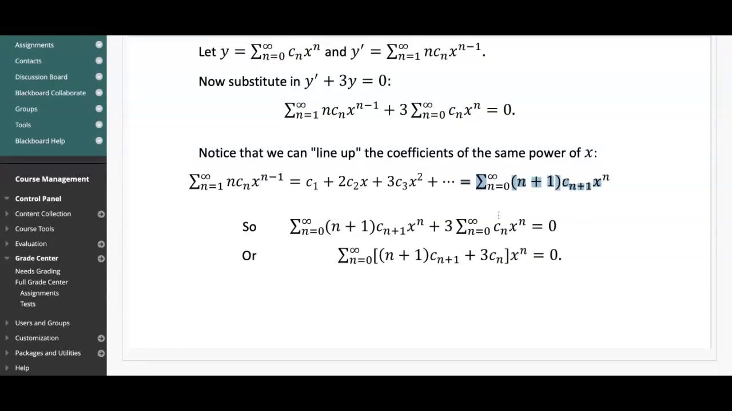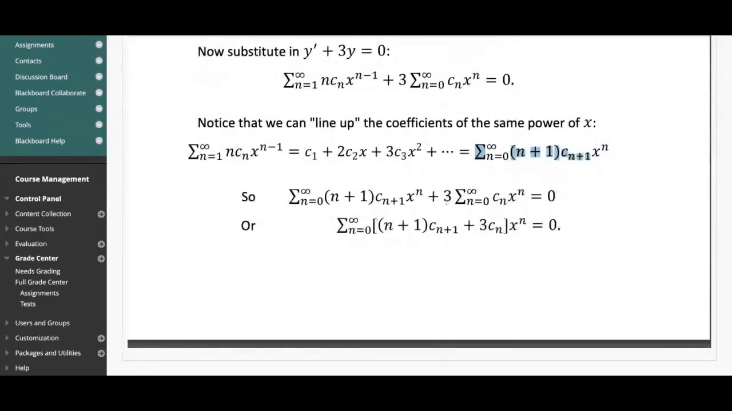Because if we combine two summations, the index has to be consistent. In this case, we cannot do any combination because this index starts from 1 and this index starts from 0. So we just have to re-index the differentiated one, the y prime. So we re-index, get this. Now we can add the terms. So we have this one, y prime. We have this one, y. Right?